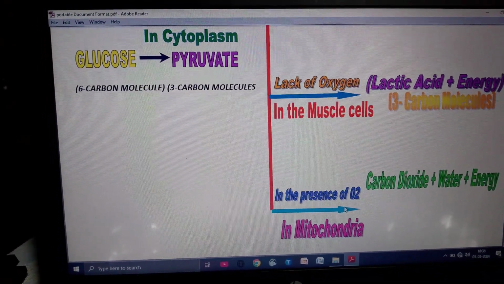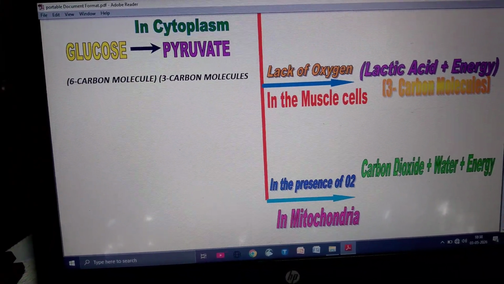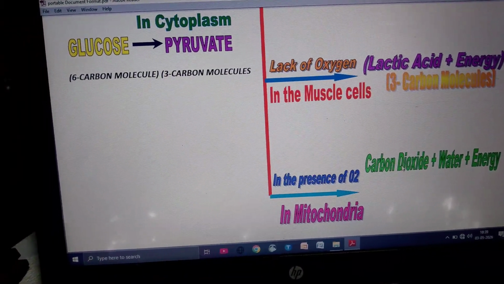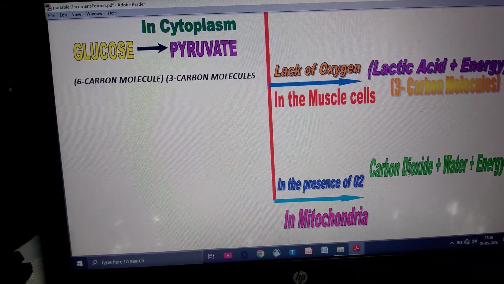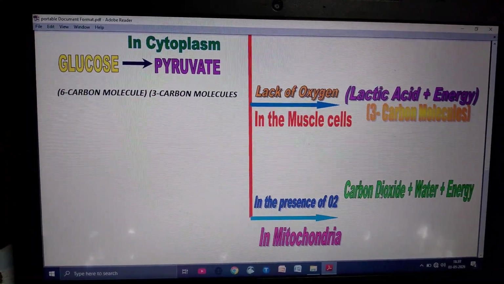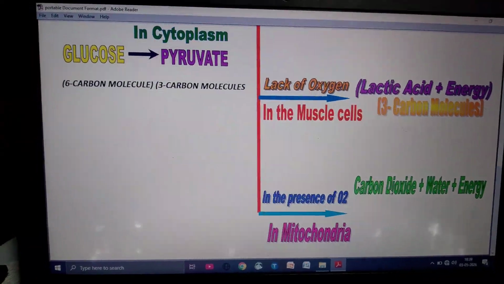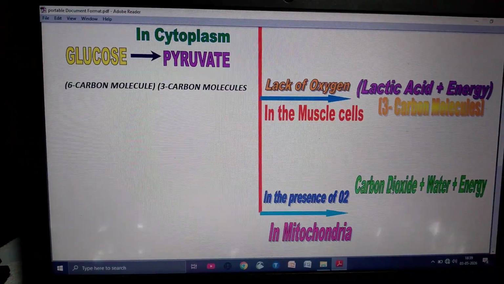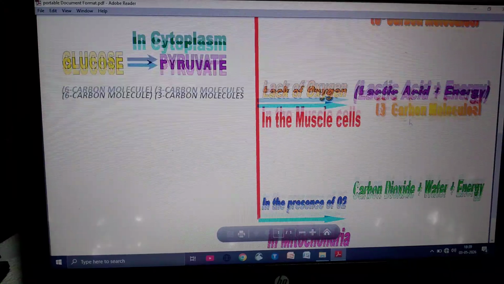Remember one thing: in the presence of O2, when pyruvate completely breaks down into CO2 and water, this process is called aerobic respiration. It gives the maximum energy to perform the various life processes like nutrition, respiration, transportation, circulation, excretion, etc.